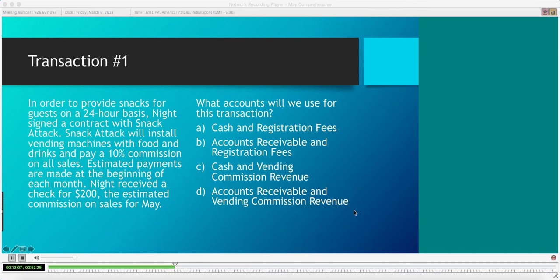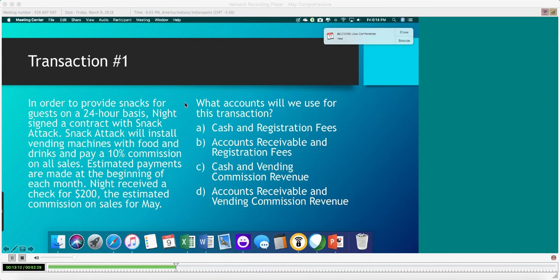This is actually the first transaction in May. It's the first one that you're going to have to complete. In order to provide snacks for guests on a 24-hour basis, Knight signed a contract with Snack Attack. Snack Attack will install vending machines with food and drinks and pay a 10% commission on all sales. Estimated payments are made at the beginning of each month. Knight received a check for $200, which is the estimated commission on sales for May.